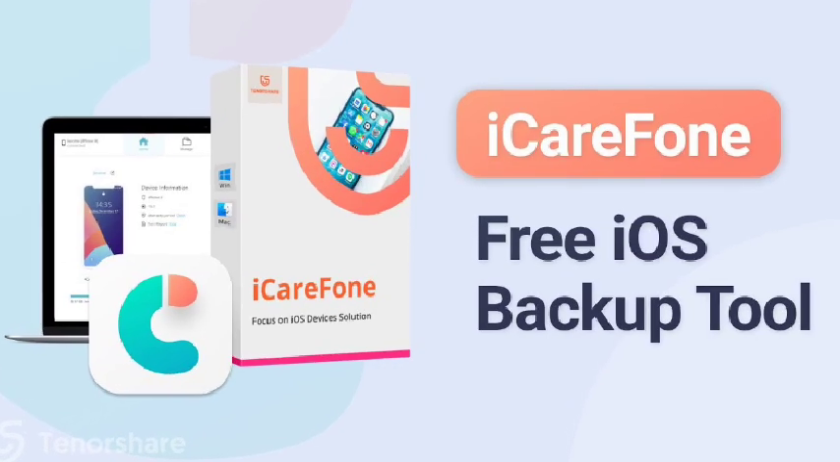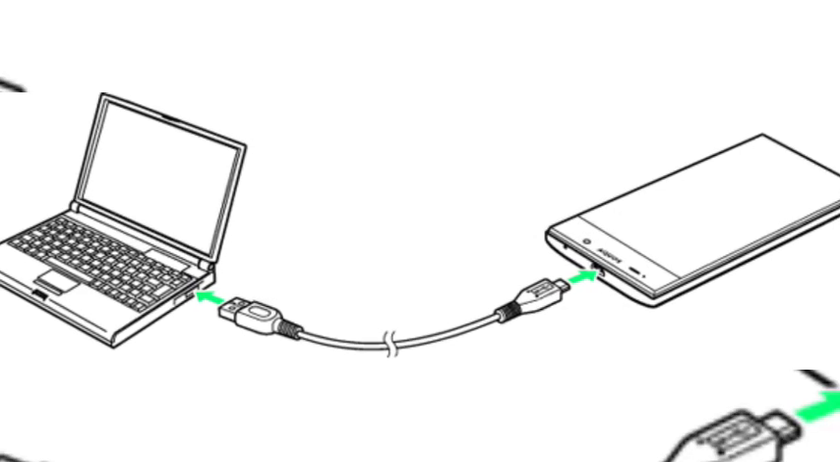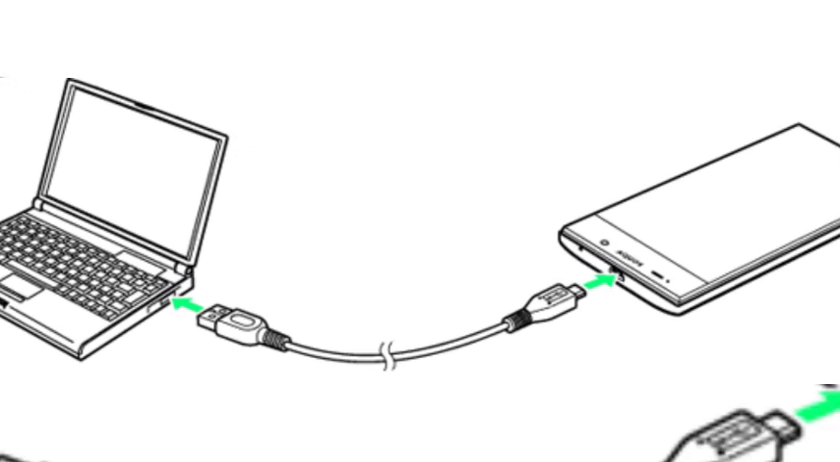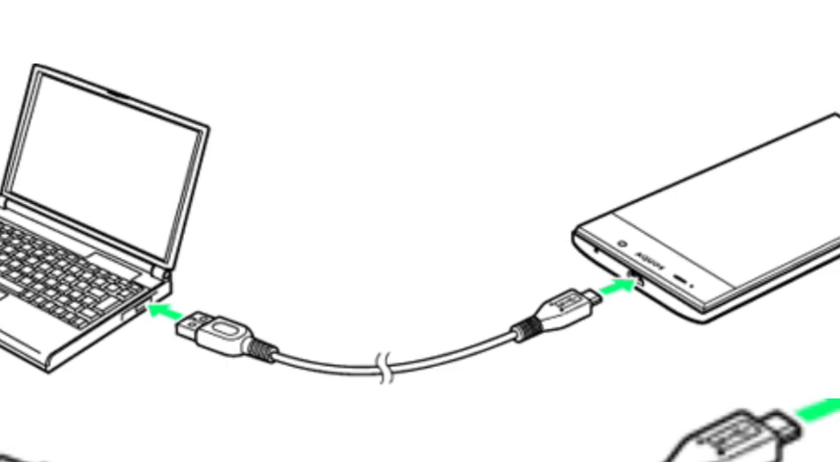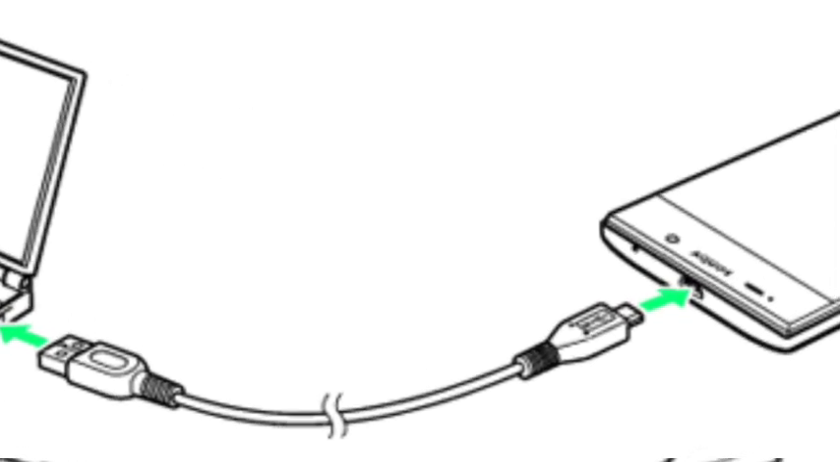Once you have the software installed, the first step is to connect both your Android and your iPhone to your computer using their respective USB cables. The iCareFone software needs to be able to access both devices at the same time.